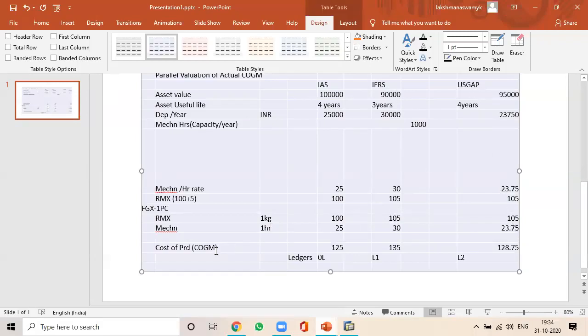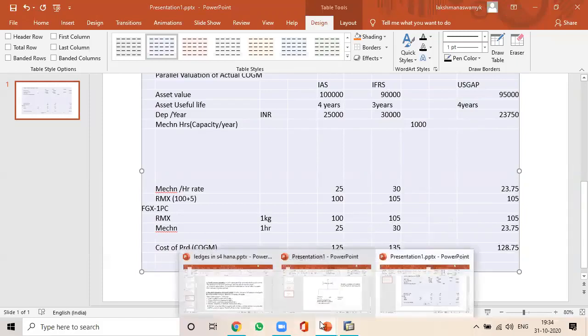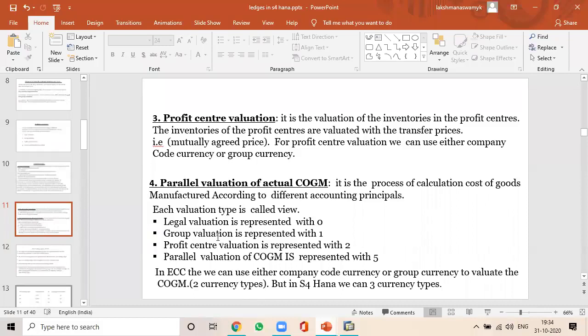Then what is the cost of production under IAS? 100 rupees plus 25, 125 rupees. And what is the cost of production under IFRS? 105 plus 30, 135. Under US GAAP, 105 plus 23.75, 128.75. This is called parallel valuation of COGM, cost of goods manufactured. Clear? So these are called parallel valuations.